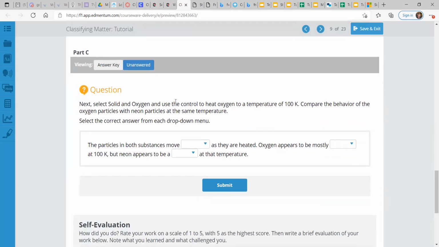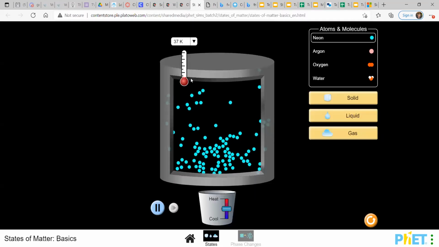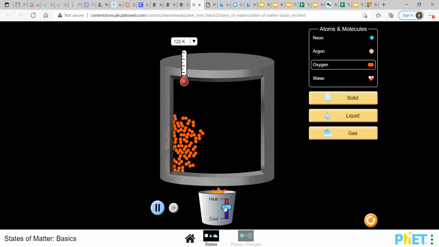So now we're going to do it with solid oxygen. We're going to do the same thing, heat it up to 100 Kelvin, and compare the behavior of the oxygen particles and neon particles at the same temperature. So oxygen, solid, heat it up. We're even slightly above 100, and yet they're still sticking together for the most part. Okay, let's bring it back down to 100.